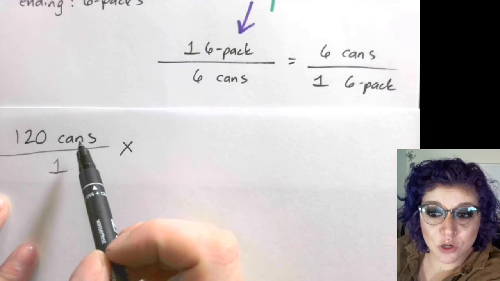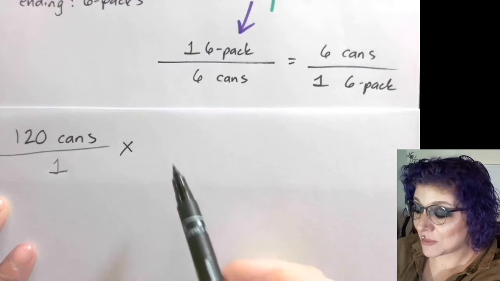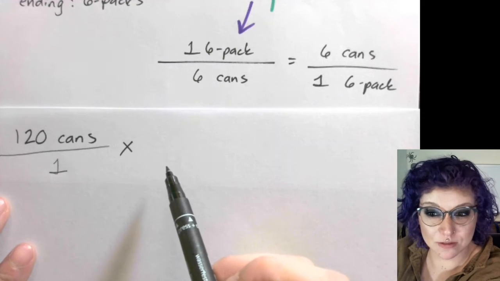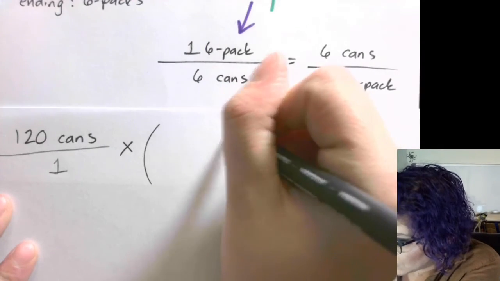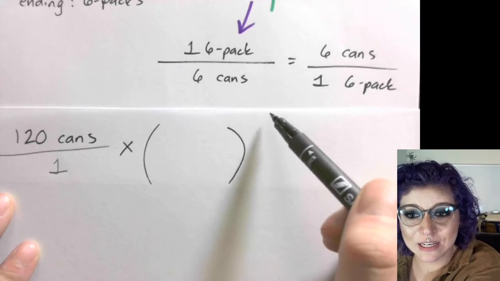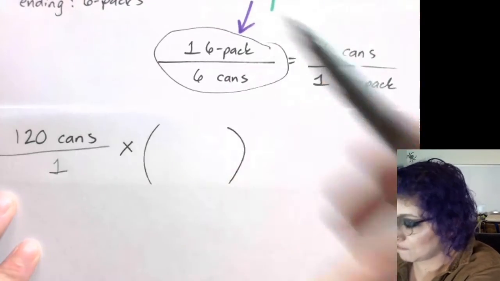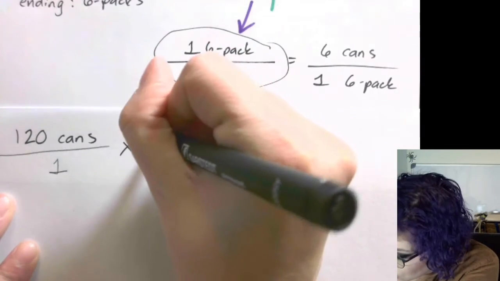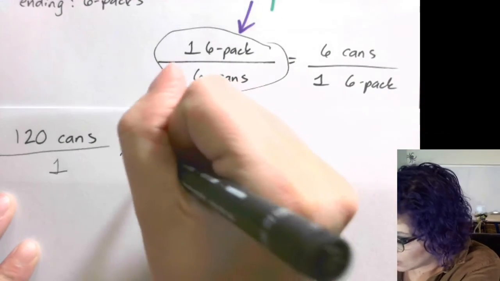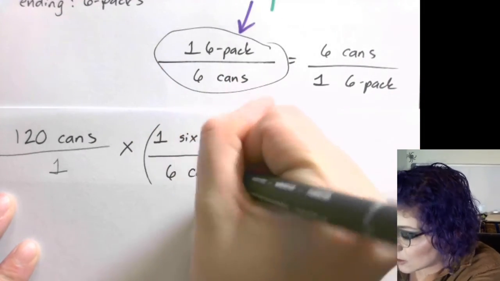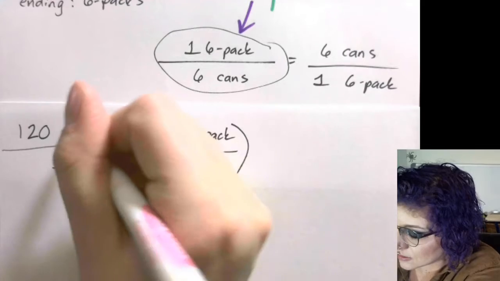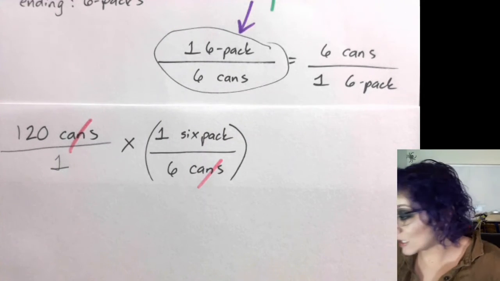So if cans is on the numerator, I need it to be in the denominator of my conversion factor to cancel out the unit. So let's look at which of these has cans in the denominator, and it is this one. So 1 6-pack has 6 cans. I'm going to cancel out the cans, and I'm left with a 6-pack.